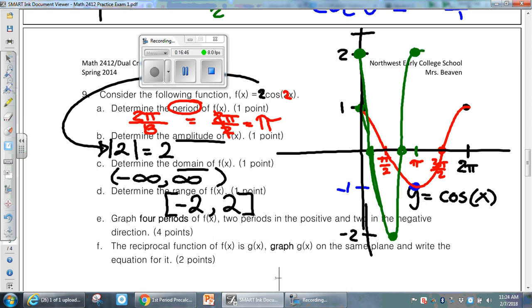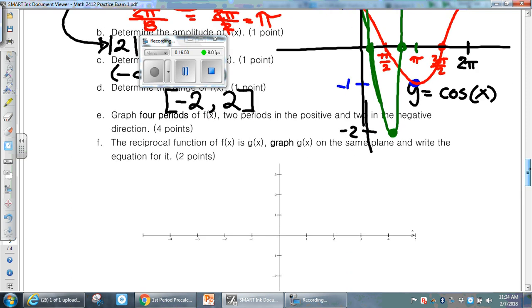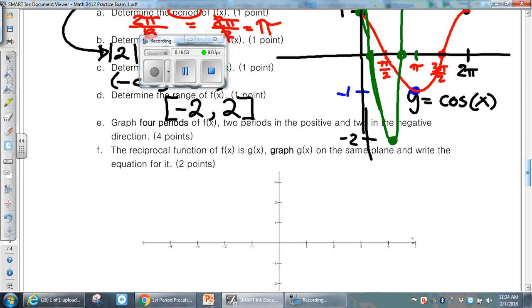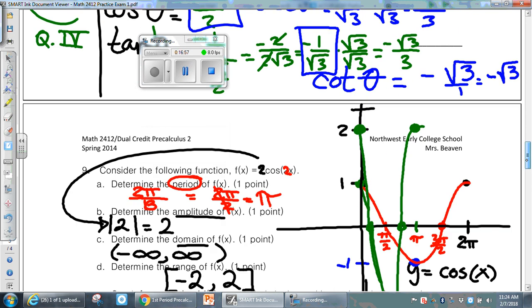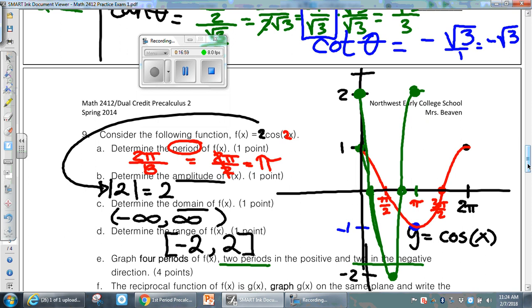And this one says to graph how many periods? Is that 4? Yes, right? Yeah. 2 periods. 2 in the positive and 2 in the negative. So if I wanted to get the full points, I will have to continue my way. Right?